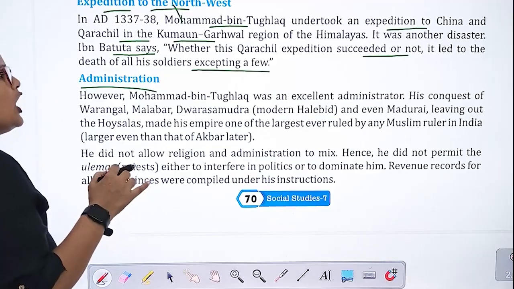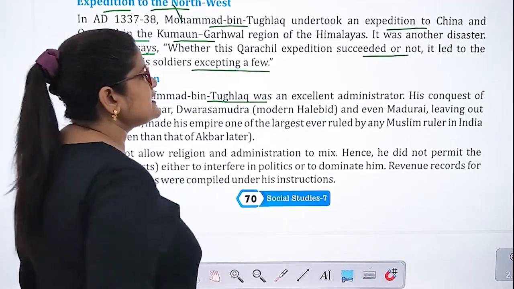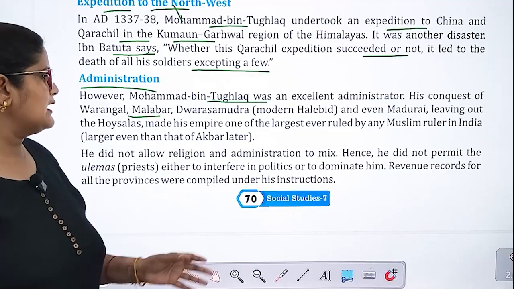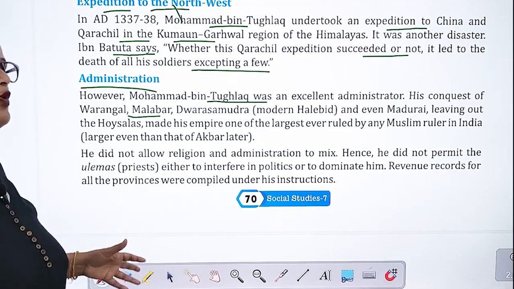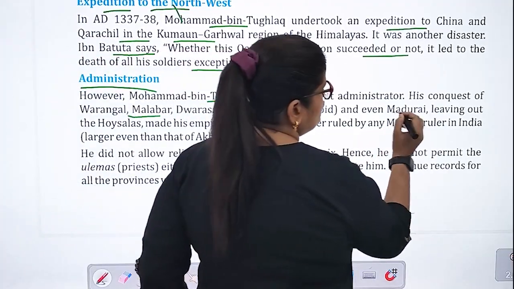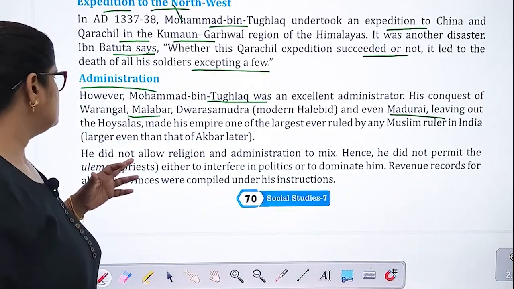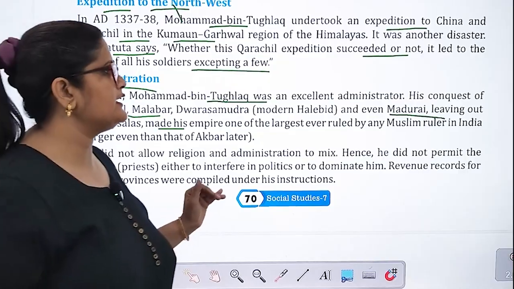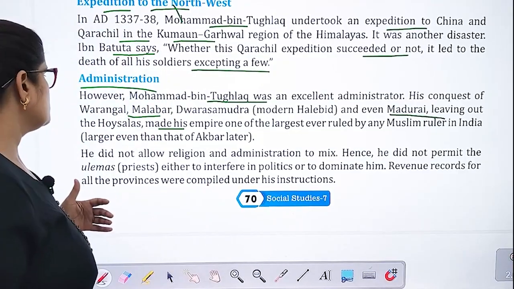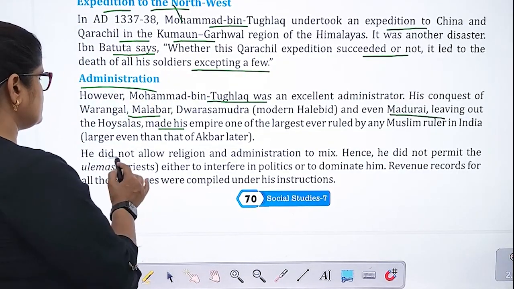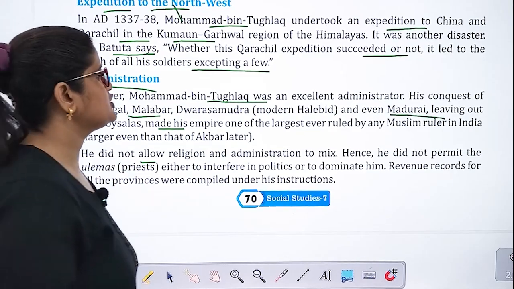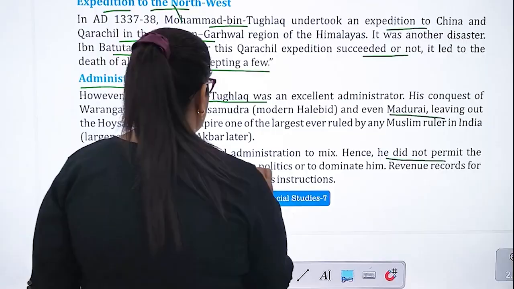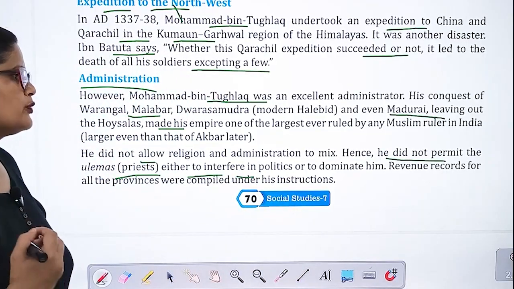Administration. However, Muhammad bin Tughlaq was an excellent administrator. His conquest of Warangal, Malabar, Dwar Samudra, modern Halebid, and even Madurai, leaving out the Hoysalas, made his empire one of the largest ever ruled by any Muslim ruler in India. So larger even than that of Akbar later. He did not allow religion and administration to mix, hence he did not permit the ulemas either to interfere in politics or to dominate him.